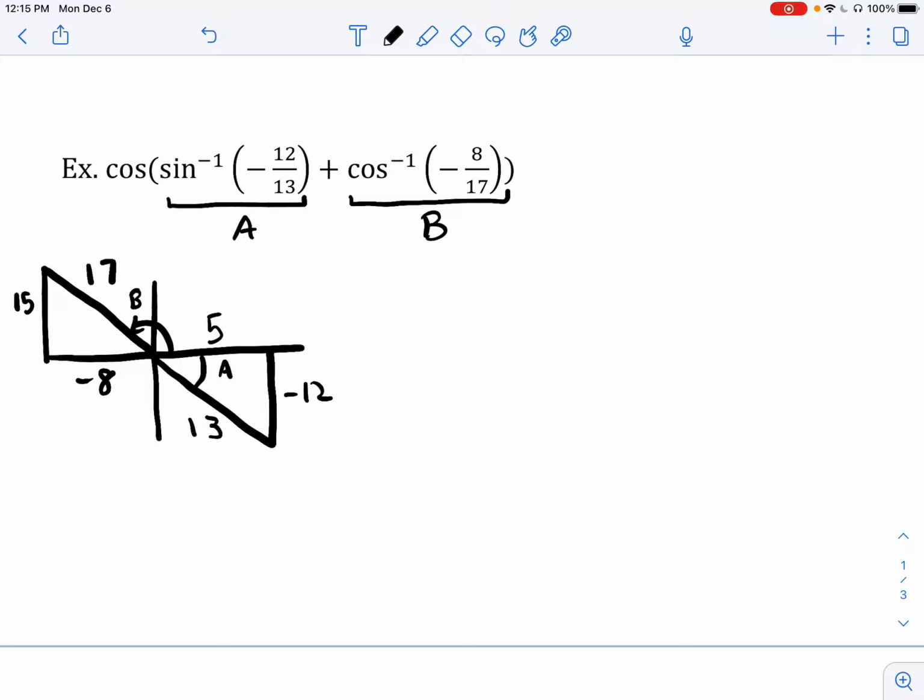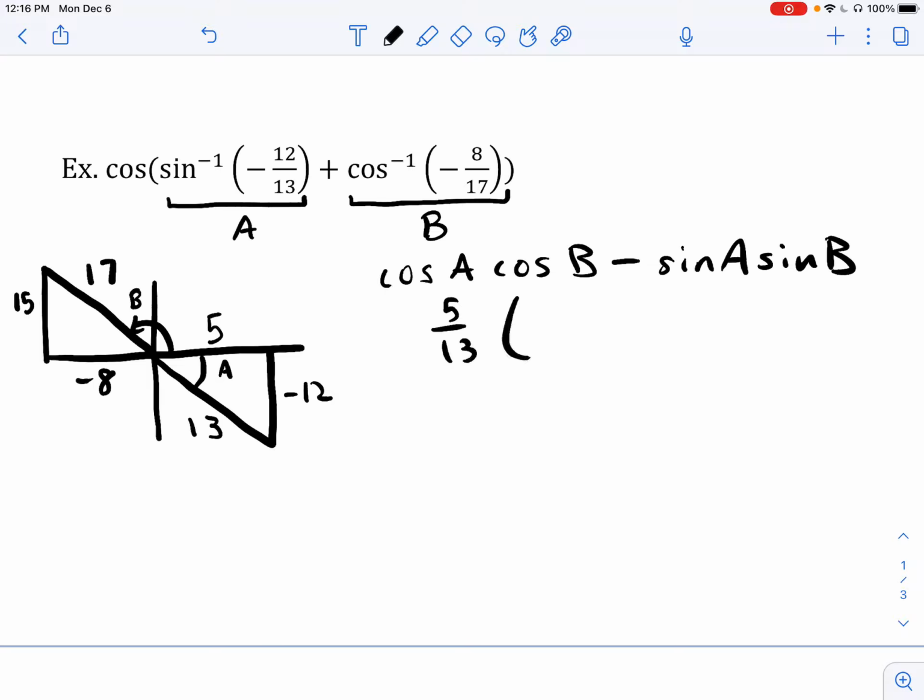So now here's where we use our sum formula. We know that this is cosine of some angle A plus B. Well, we can rewrite this then as cosine of A times the cosine of B minus, don't forget that it's the opposite sign here, minus sine A sine B. So if I rewrite this here, cosine of angle A is going to be 5 over 13. Cosine of angle B is going to be negative 8 over 17 using our triangles here. Sine of angle A is negative 12 over 13, and sine of angle B is 15 over 17.